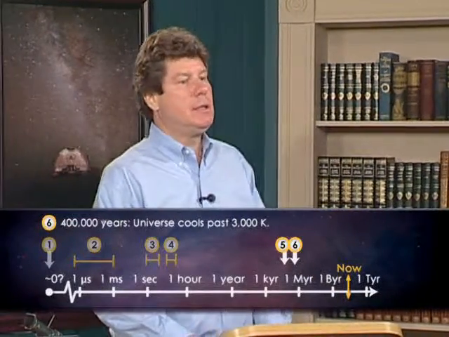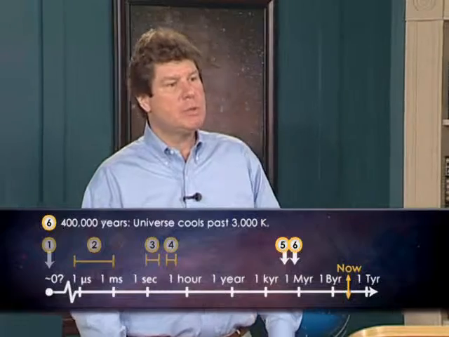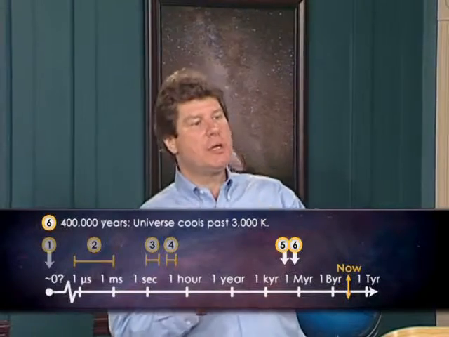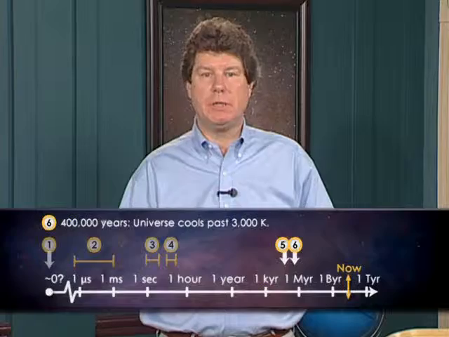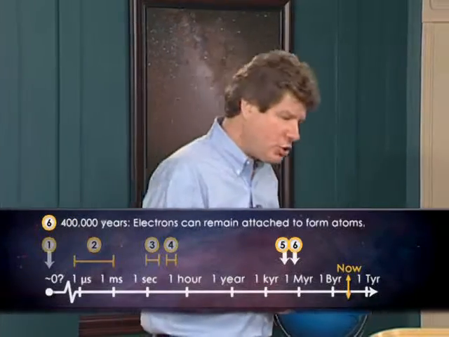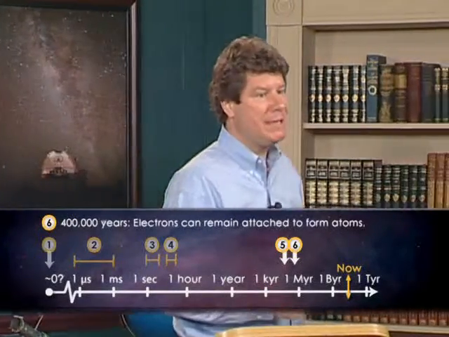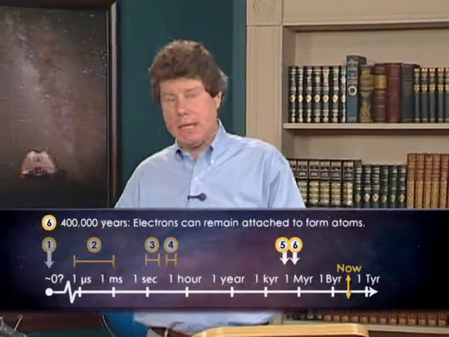Stage 6, at 400,000 years, occurs when the universe cools past another critical temperature, 3,000 degrees. Below this temperature, electrons can finally remain attached to protons to make atoms of hydrogen. It also brings about a remarkable transformation. The universe changes from being foggy to being transparent. It takes about 80,000 years, but from then on till today, the universe is transparent, which is, of course, why we can see distant galaxies.